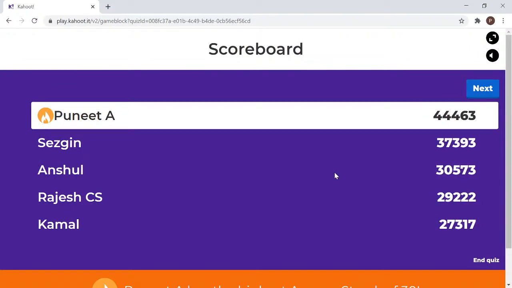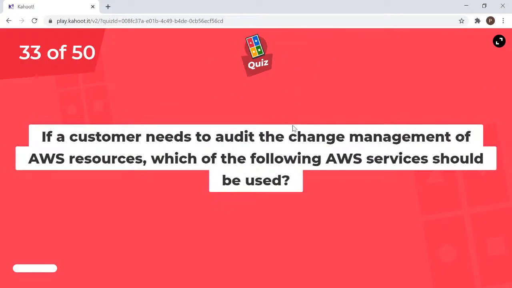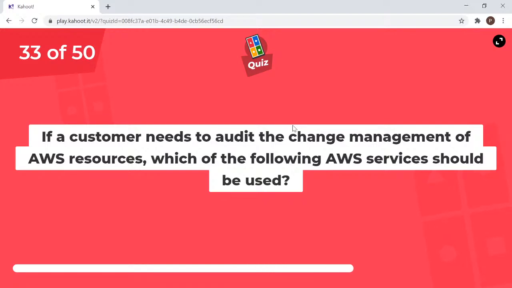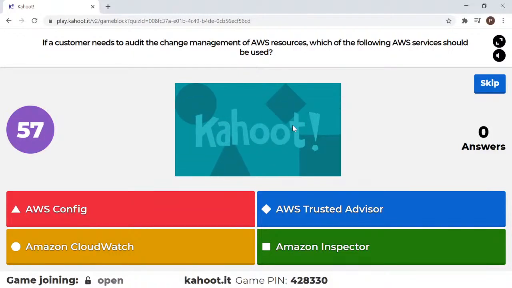Everyone holding strong in the top five, with Puneet A leading the pack. The next question: if a customer needs to audit the change management of AWS resources, which of the following AWS services should be used? AWS Config, AWS Trusted Advisor, Amazon CloudWatch, Amazon Inspector.